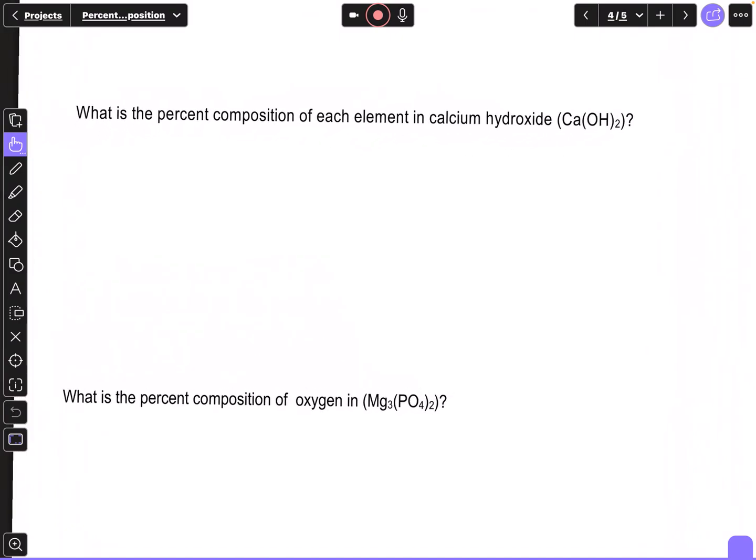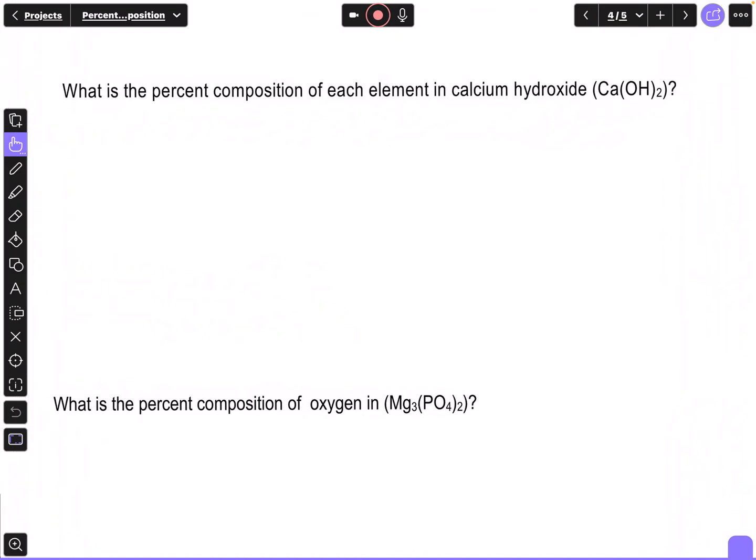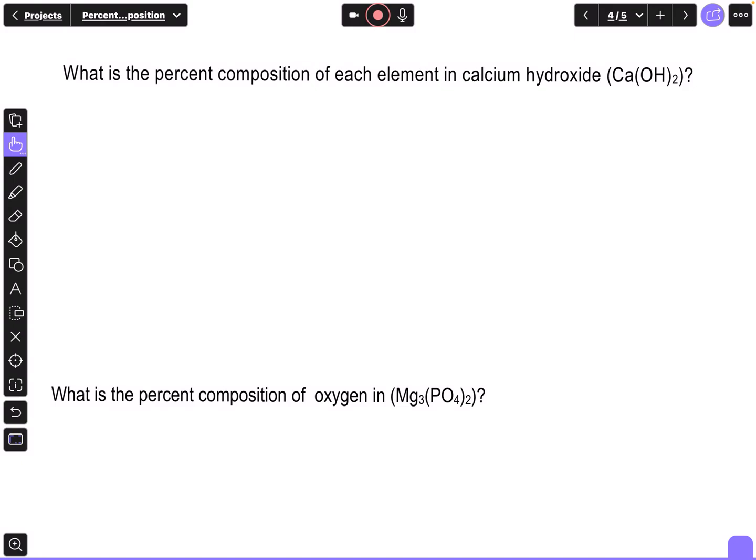What is the percent composition of each element in calcium hydroxide? That is Ca(OH)2, with the 2 on the outside of the parentheses. And you have to be careful about counting your atoms. Know that this 2 goes with everything inside the parentheses. You got 1 oxygen, you got 1 hydrogen, but then multiply by that 2 on the outside. But it doesn't go with the calcium because the calcium is not in the parentheses.